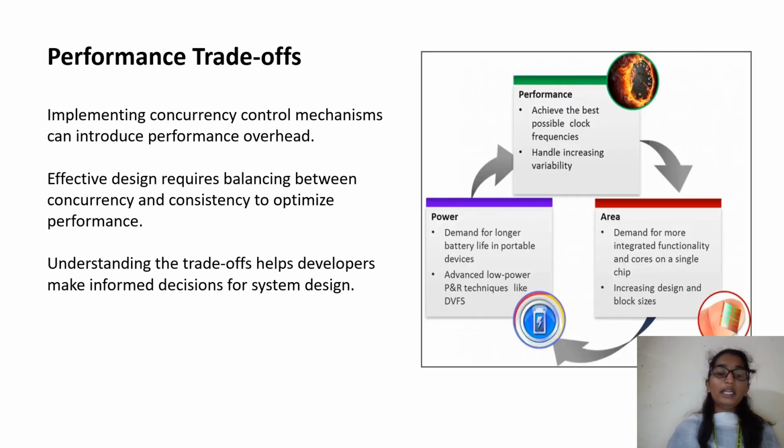Performance trade-offs. Implementing concurrency control mechanisms can introduce performance overhead. Effective design requires balancing between concurrency and consistency to optimize performance. Understanding the trade-offs helps developers make informed decisions for system design. Here, power is related to performance, performance is related to area, and again area is related to power. This is the loop process.